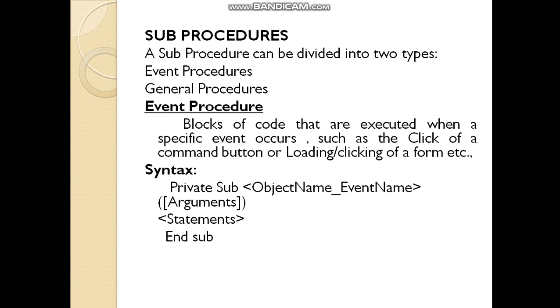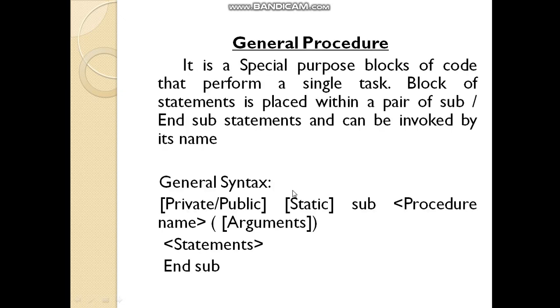Private Sub, object name, event name: the object is the command button, and the event name is click. Then come the arguments and statements. Here we are writing a statement between Private Sub and End Sub, whether it is command one, text one, or whatever the event may be. This is called an event procedure.